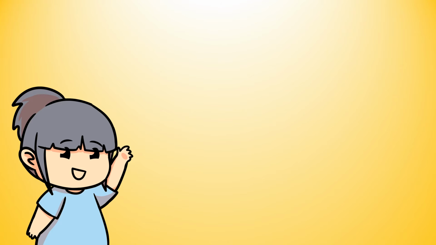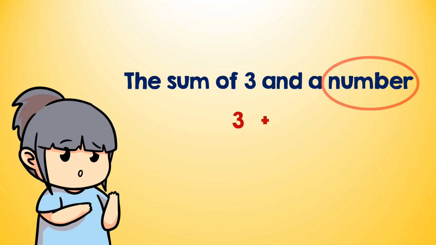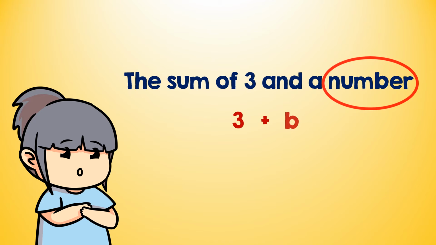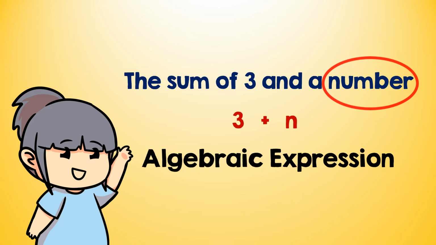Next, we have the sum of 3 and a number. We'll write here 3, then again plus since it says sum. And since we do not know what that number is, we'll represent it with n. Note, however, that we can represent it using any letter like A, B, or Z. But normally we use n. So we have 3 plus n. And this one is an example of an algebraic expression.